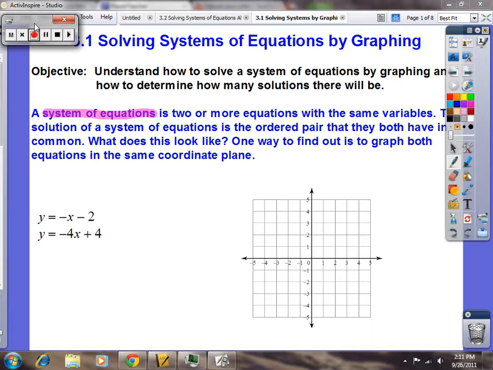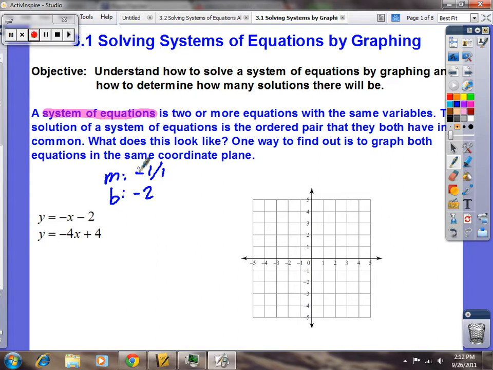A system of equations is two or more equations. You need to graph them both in the exact same coordinate plane. These are easy because they are in y equals mx plus b. Give me the m and the b of this one. M is -1. Let's make -1 rise over run, so it's -1 over 1. And b is -2. So Joel, what do we do with our m and b?